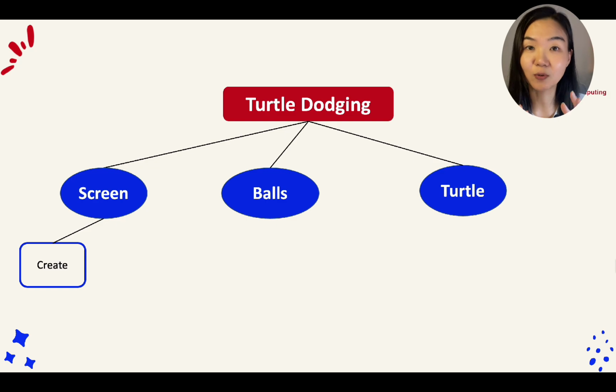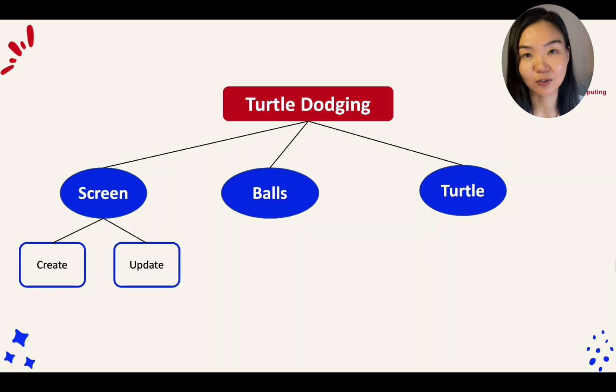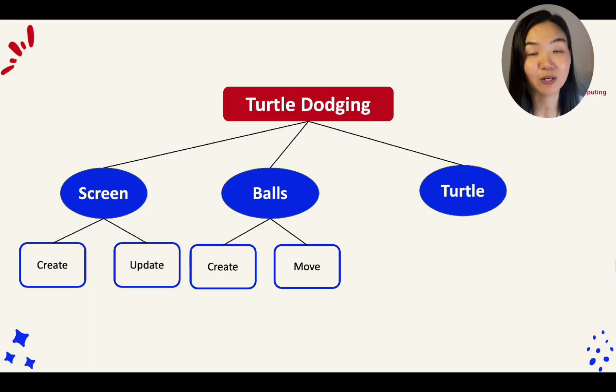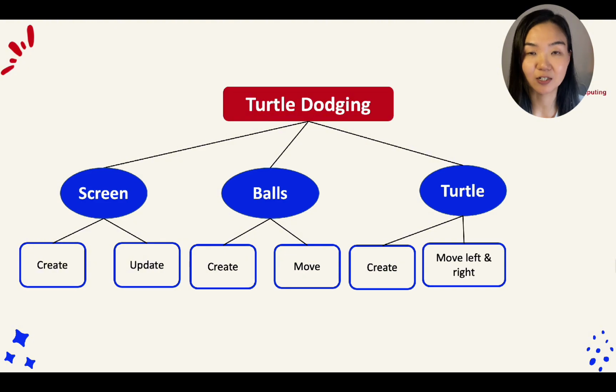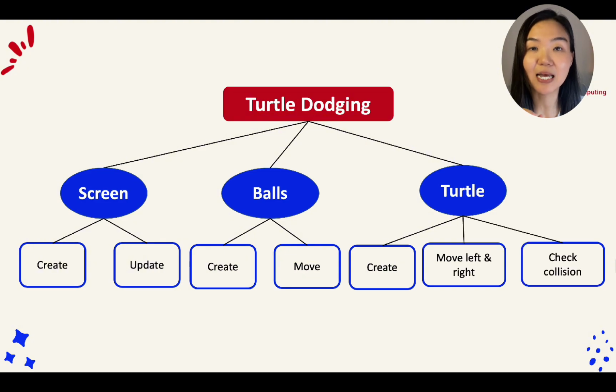For the window, we need to create the window, we need to update the window. If the boss moves, the turtle moves, we need to show the latest location. For the boss, we need to create the boss and we need to make sure they all move at a random speed. For the turtle, first we need to create the turtle. And next, we must be able to let the user control the turtle to move it left and right. And last, we need to check if the turtle collides with any of the boss.